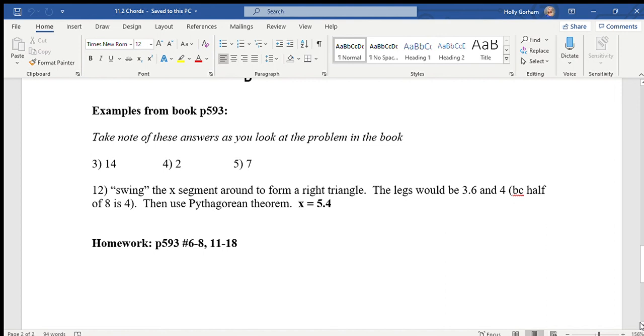Okay, so this homework is page 593. You see the numbers that are listed there. This homework is going to be due probably Thursday, which is April 16th. I'll update that if we make a change.